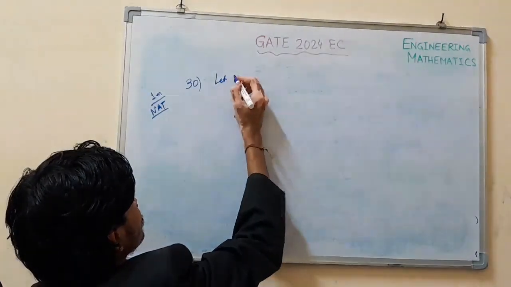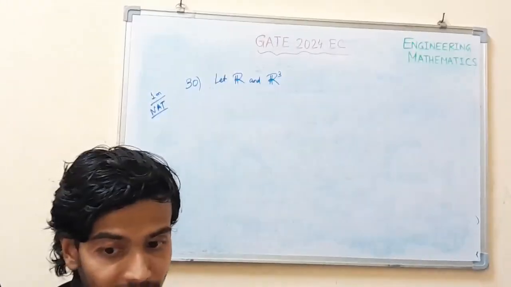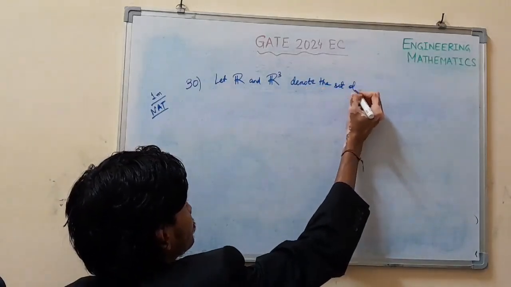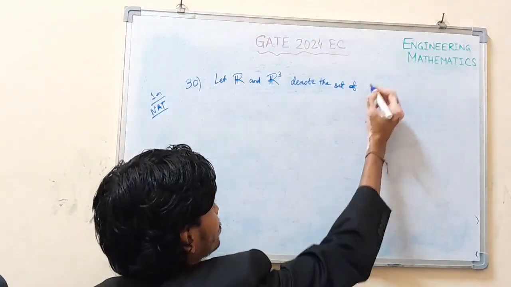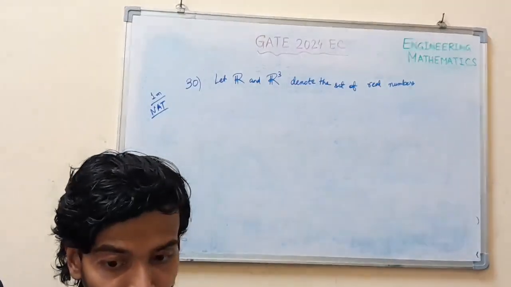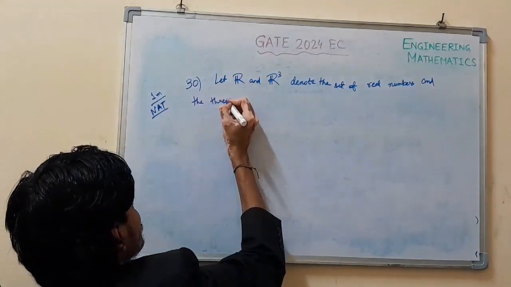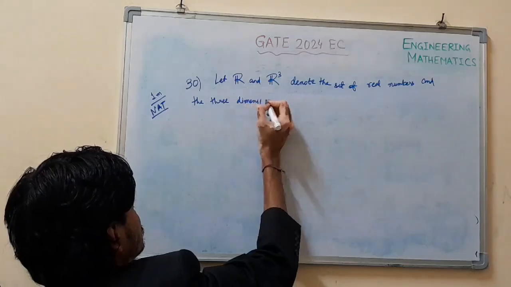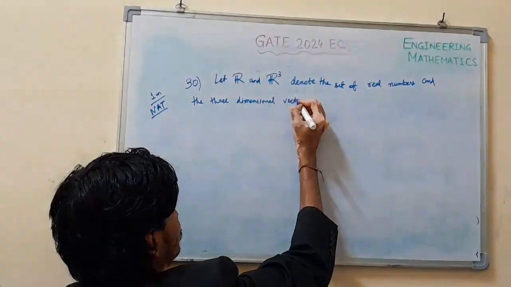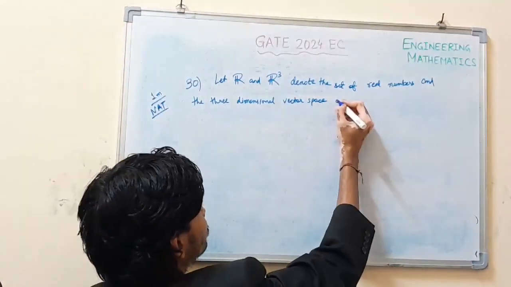Let R and R cubed denote the set of real numbers and the three-dimensional vector space over it respectively.